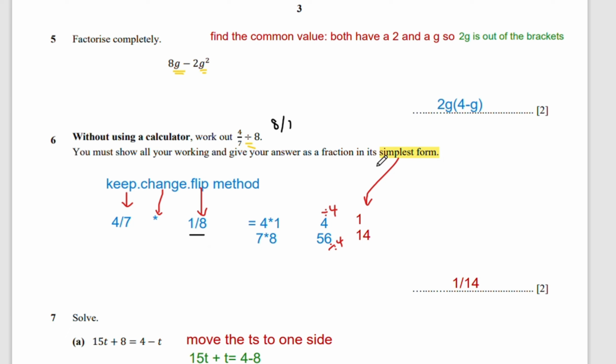And last part of this question to take the full 2 marks. Here you will get a mark if you reach 4 over 56. And then the simplest form is dividing it by 4. You can eventually even write it on your calculator as it is. We write 4 over 56 and you will take the same answer. But if you want to do it with your own hands, then you will divide it by 4. You will take 1 over 14 as your answer.